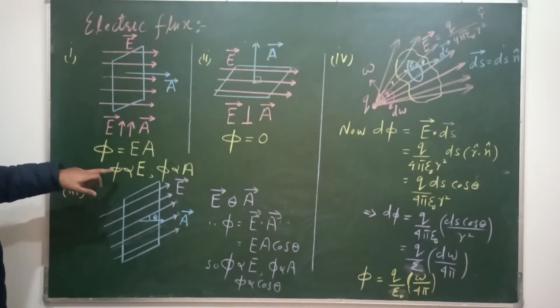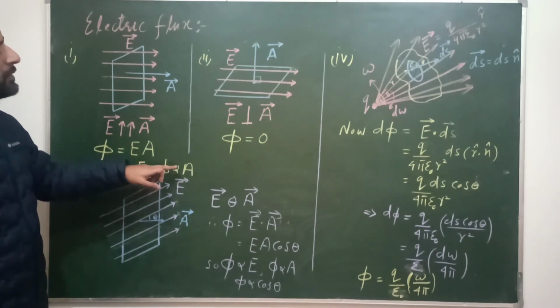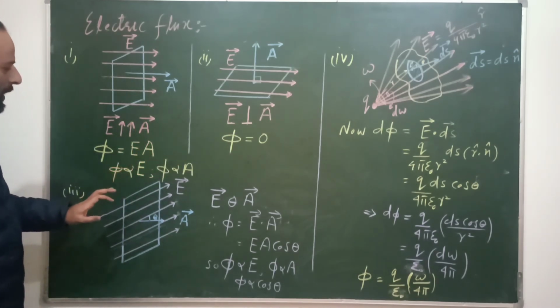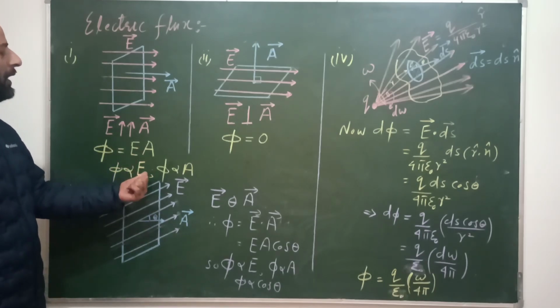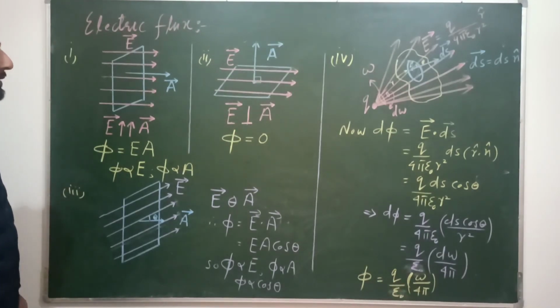So from this we have the flux is proportional to the electric field and the flux is proportional to the area, right? So more is the electric field, more is the flux; more is the area, more is the flux, right?